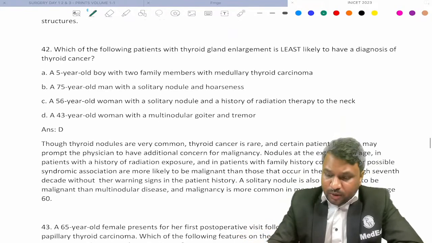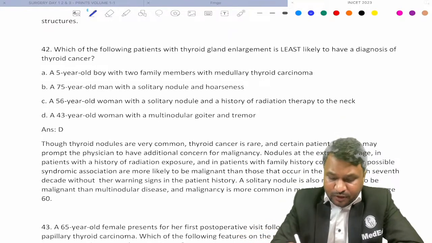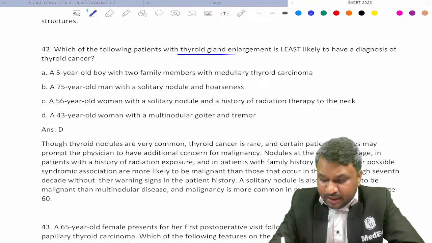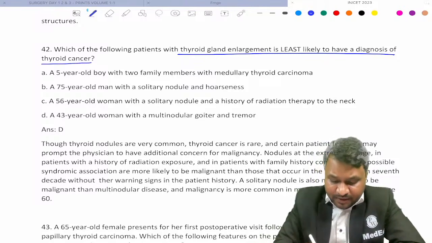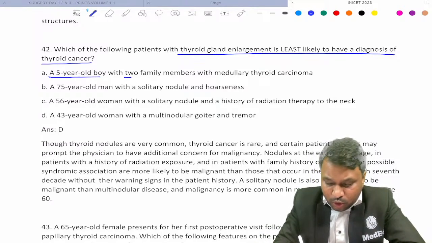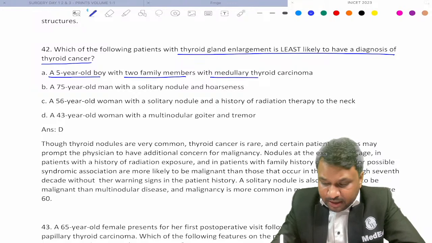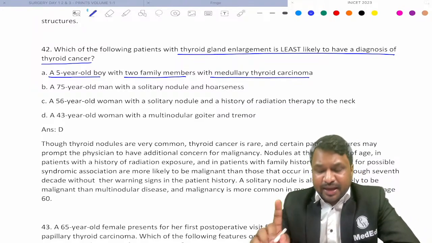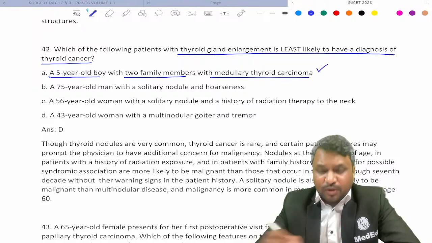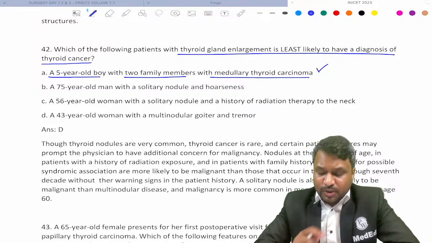Okay, question number 42, again an interesting question. Which of the following patients with thyroid gland enlargement is least likely to have a diagnosis of thyroid cancer? Least likely. We have a 5-year-old boy with 2 family members with medullary thyroid cancer, right? Now, medullary cancer of the thyroid is familial. It can be seen as early as 5 years also. In fact, 1 year is also possible. So, hence it is likely cancer.